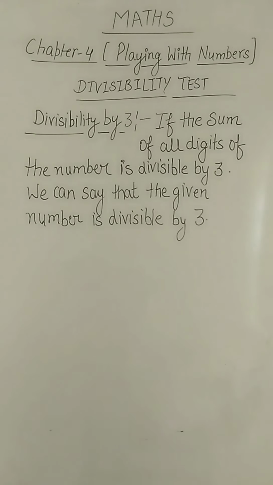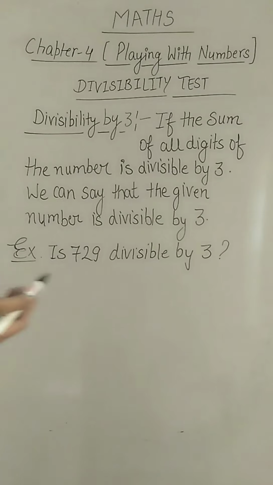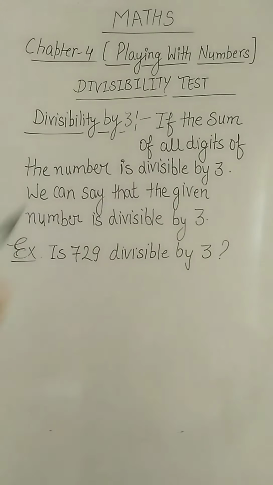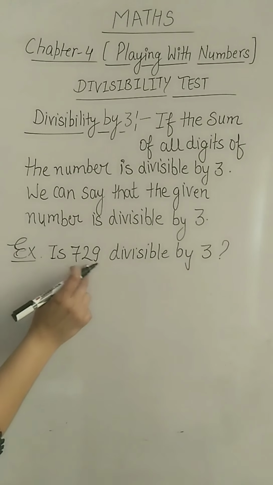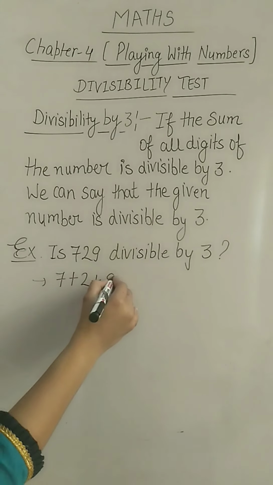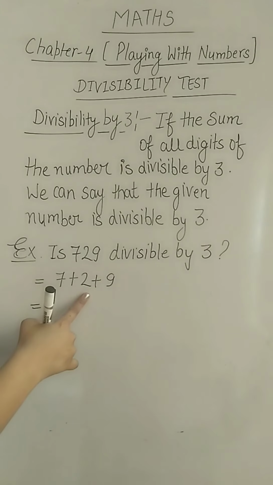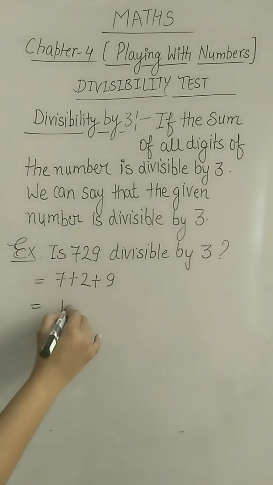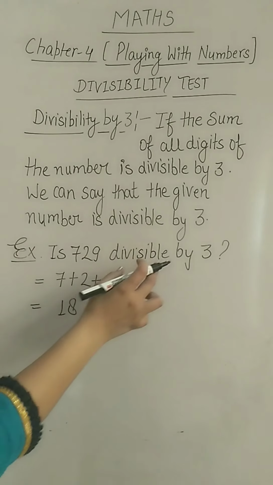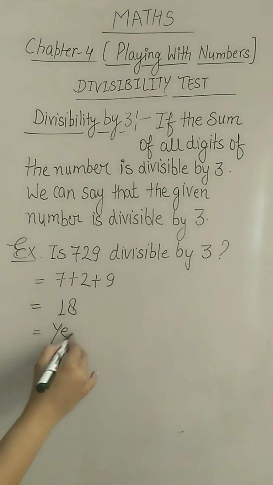So now let's take an example. Is 729 divisible by 3? According to this rule, you have to check the sum of all digits. So now we add up all the digits: 7 plus 2 is 9, 9 plus 9 will be 18. Now students, as you all know, 18 is divisible by 3. So that means the number is divisible by 3.